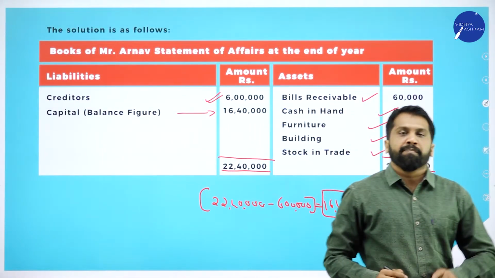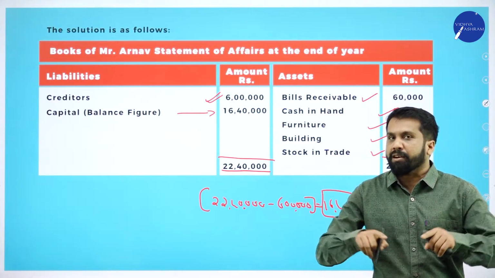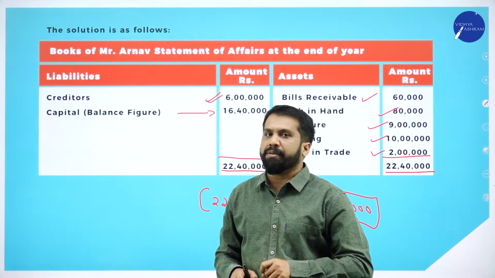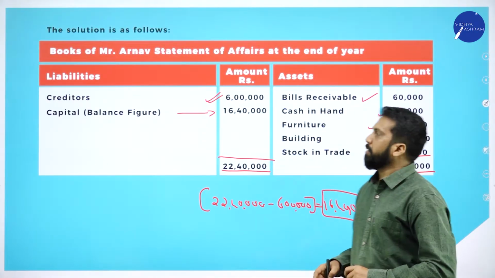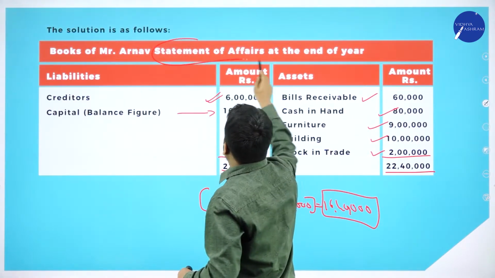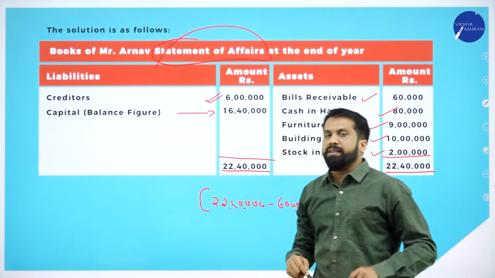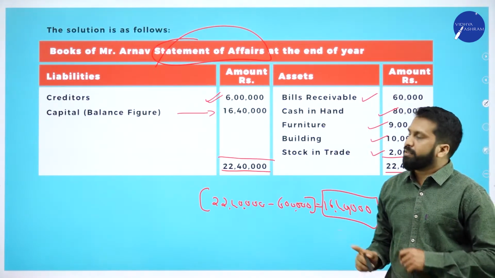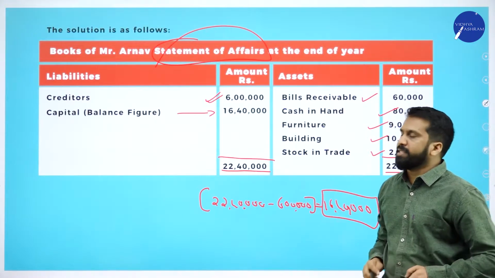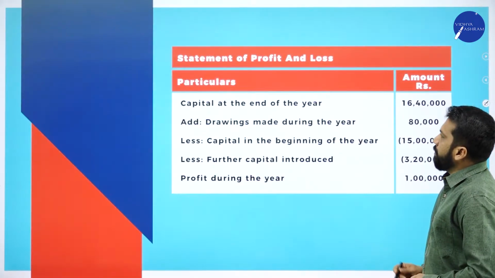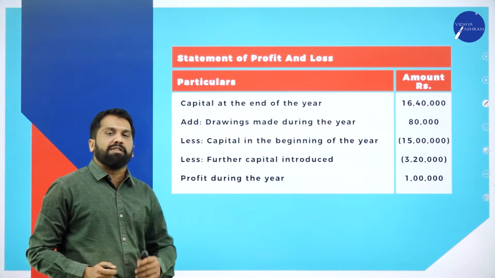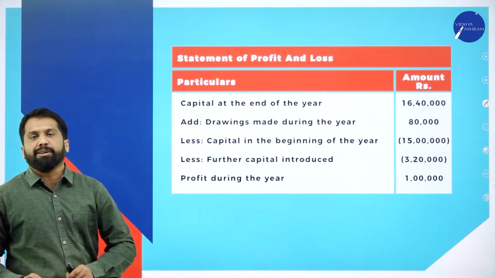Clear? You have to prepare only the profit and loss account. For the profit and loss account, you need closing capital. How to find out closing capital? With the help of the statement of affairs, you can prepare your closing capital. Clear? Any doubt? Hope there is no doubt up to this. Once it is done, again we'll come back to a normal answer. That will be a statement of profit and loss account.